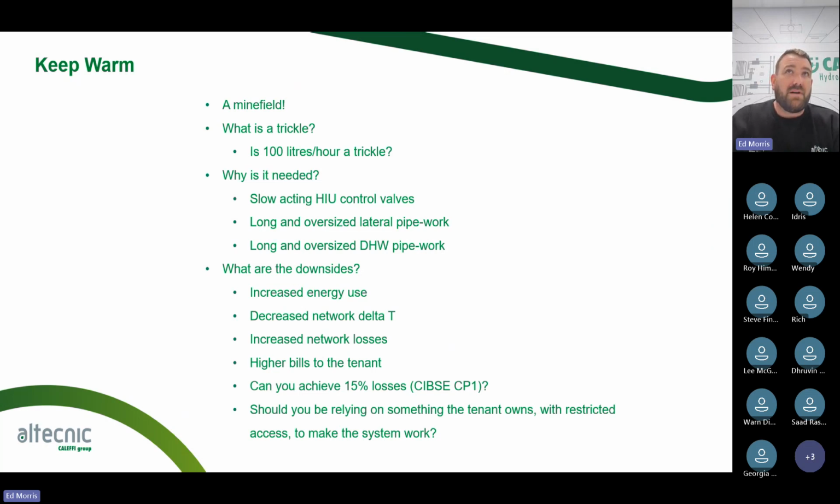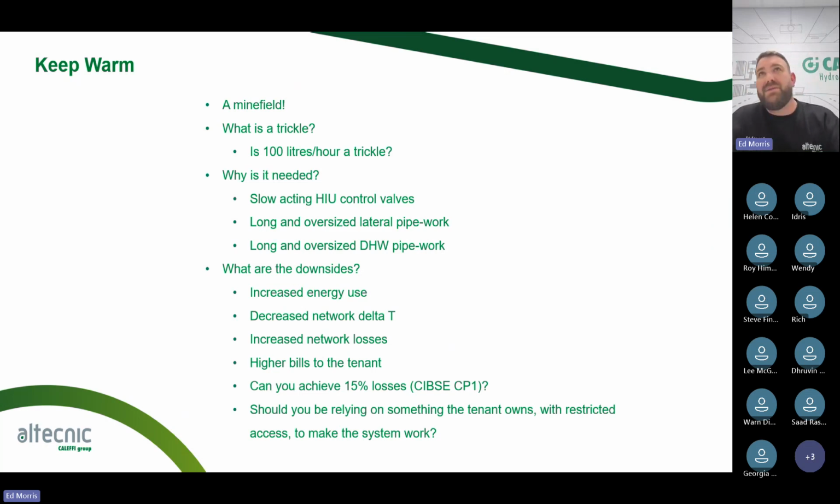Slow-acting HIUs and control valves, long and oversized lateral pipework. We've discussed all this previously through the presentation. Long and oversized domestic hot water pipework. So the pipework sizing is key. The more issues you have with the initial design stage and the install stage, the more issues you'll have on efficiencies when moving forward. The downsides of using things like keep warm: increased energy usage.